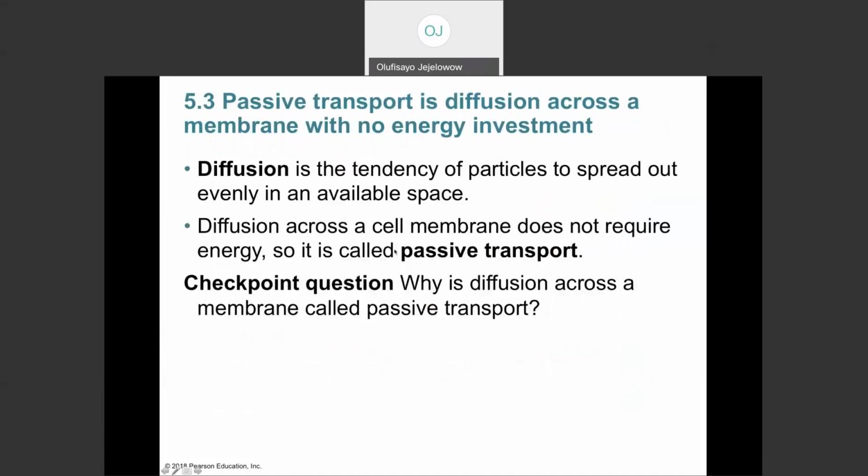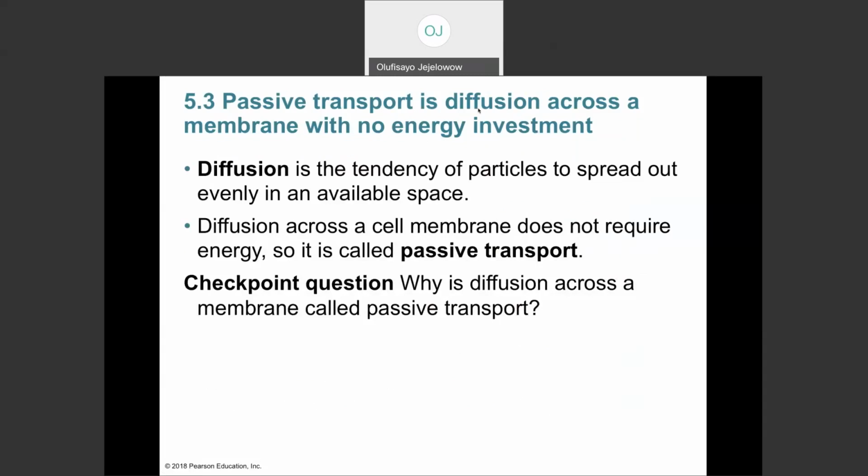Passive transport is a form of diffusion across a biological membrane. Whenever we use the word passive, it means that no energy investment, ATP molecules, chemical energy, molecular energy is used. And the particles simply move from where they are more concentrated to where they are less. They kind of make space and spread out.